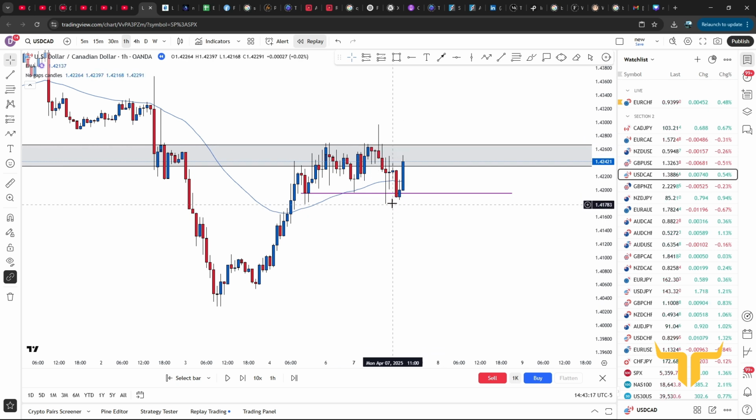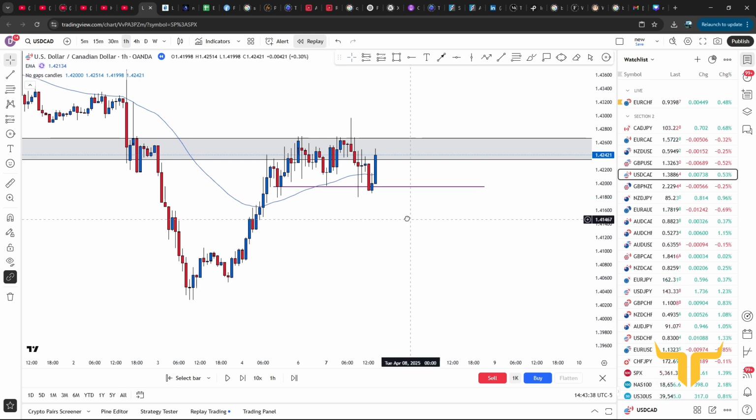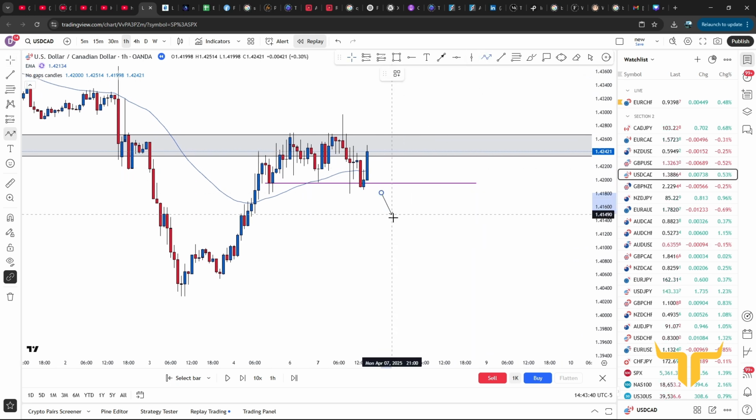So structure shifted, but it didn't confirm a shift, right? So it did shift the structure. It broke the low point right here, broke this higher low, creating a new lower low right here at this point. But I need a confirmation, right? Just because you broke that level doesn't mean that price is just going to tank and then just start doing this. And no, it doesn't mean anything.